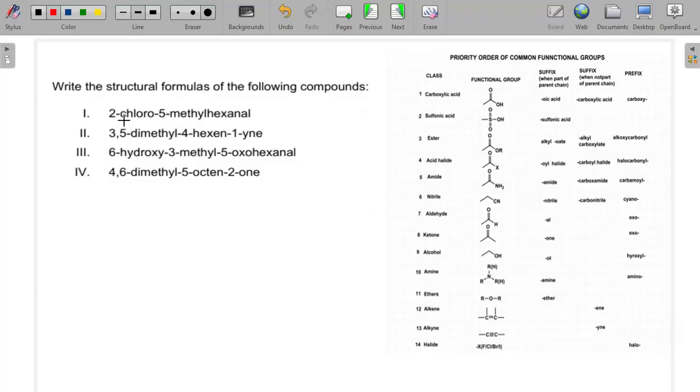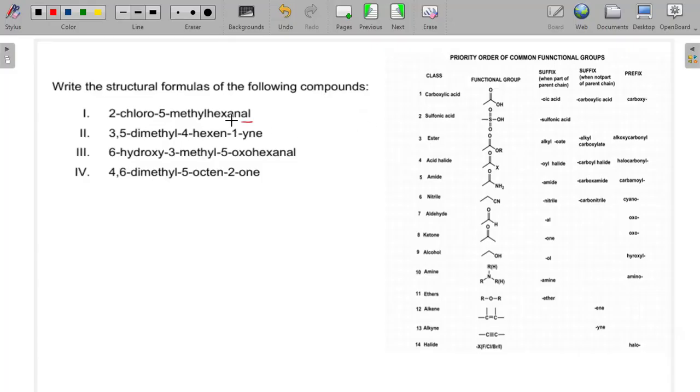We've been given 2-chloro-5-methylhexanal. Here, when writing the structure, the first thing that I usually consider is the parent name that you've been given. If you check this one here, it's ending with -al. I've put a table here to show the priorities of the functional groups, and their suffix names when they are parent names, and their prefix names when they are actually substituents.